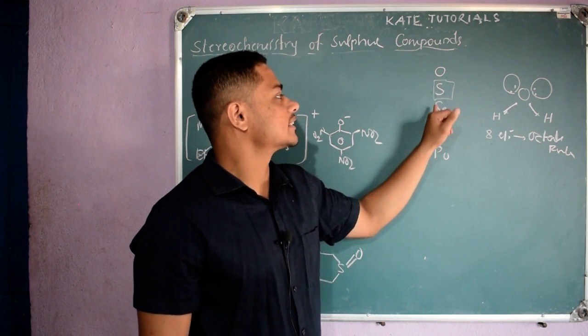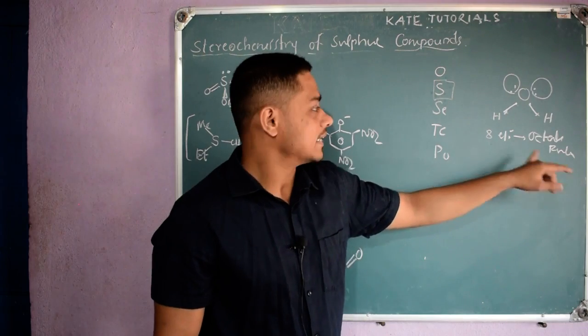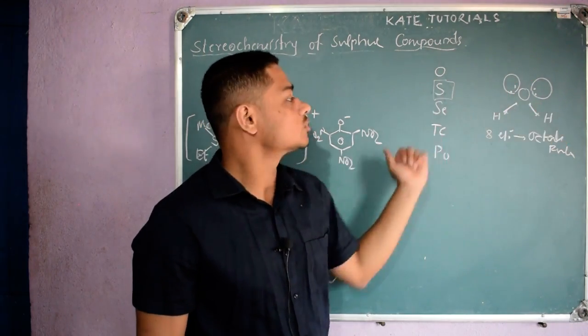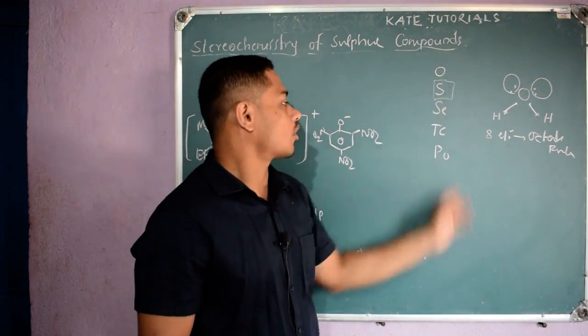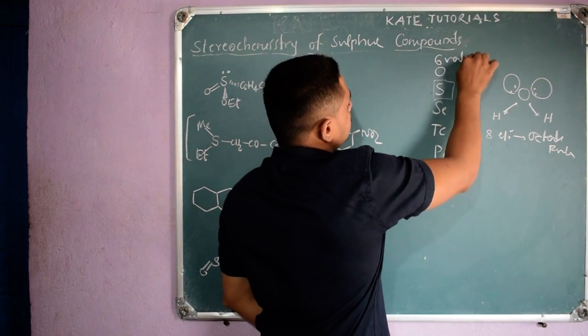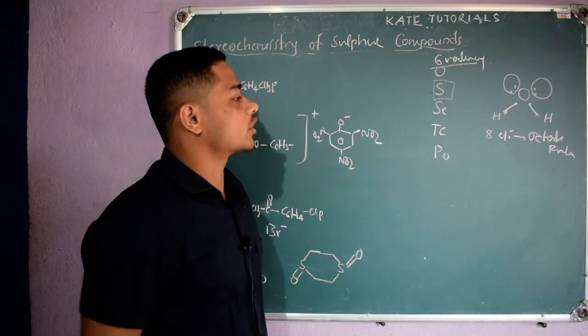But sulfur and selenium have the ability to expand the octet. That is, from 8 electrons it can go to 10 electrons, 12 electrons, and so on. They can expand, not the valency, since valency for all of them is 6 only, but their electron count, that is, they can expand the octet rule.